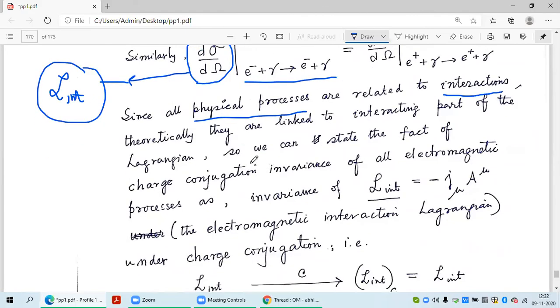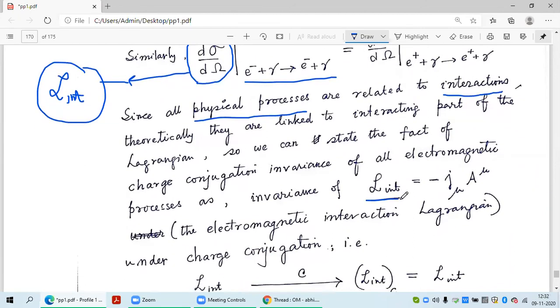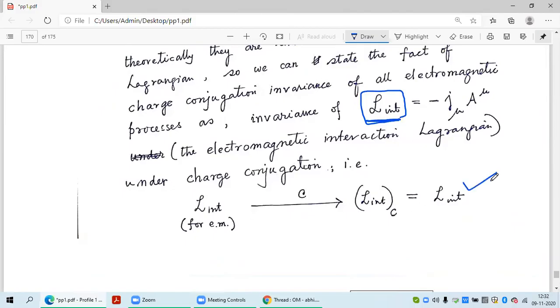Therefore, we can state that since all electromagnetic processes are invariant under charge conjugation observationally, the electromagnetic interaction Lagrangian must also be invariant under charge conjugation. That means under charge conjugation, L_int will remain L_int. This statement I can make only after I observe that all electromagnetic processes are invariant. Clear?